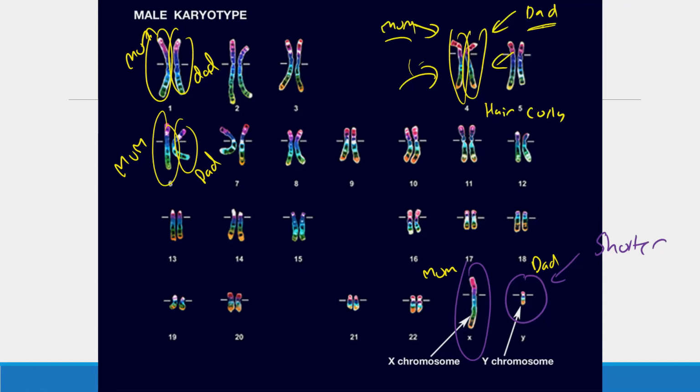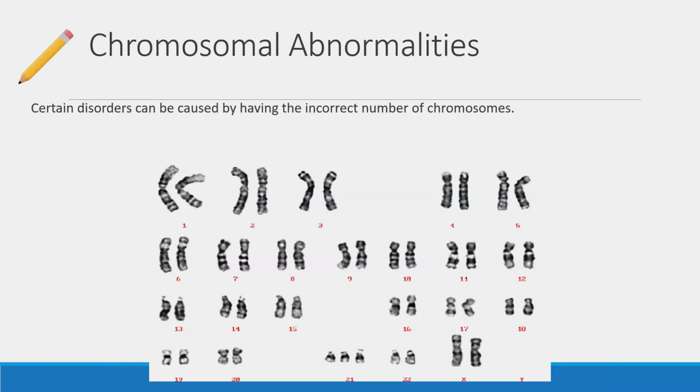Now, what happens if you get an anomaly? All right, what happens if you get an anomaly? And this is not the same as a mutation, but it is sort of the same as a mutation as well. And I thought this would be a good chance to write this down. I'd like you guys to talk about chromosomal abnormalities. So certain disorders, can I get you to write this down? If you don't have paper, just write it down on a document or somewhere. Certain disorders can be caused by having the incorrect number of chromosomes.